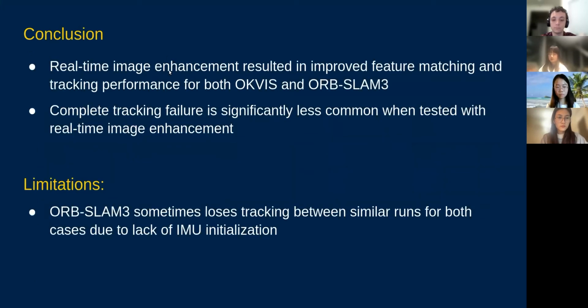In conclusion, real-time image enhancement resulted in improved feature matching and tracking performance for both OKVIS and ORB-SLAM3. This is evident from our discussion on the feature matches plot and also from the absolute trajectory error plots and values. Furthermore, complete tracking failure was significantly less common when tested with real-time image enhancement.